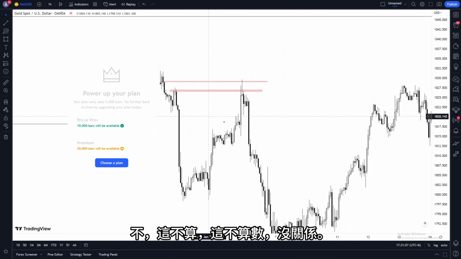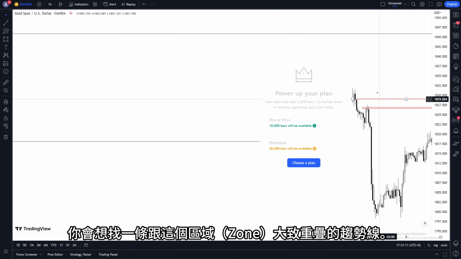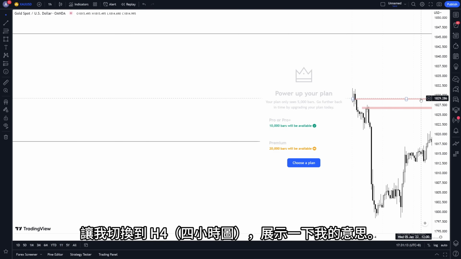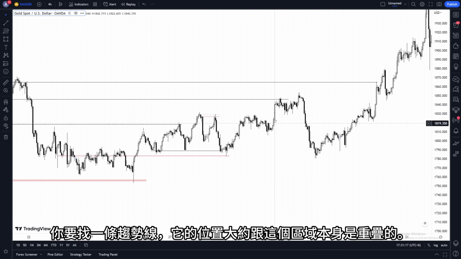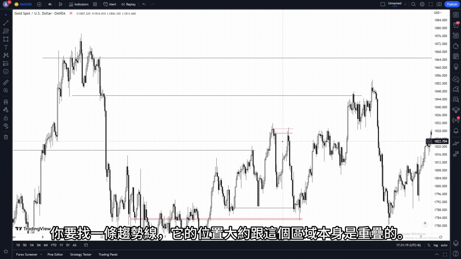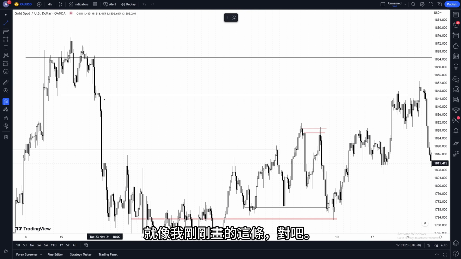No problems. So when you're like this, or when you haven't actually seen the price happening, you want to find a trend line that sort of lines up with the zone. So let me go here, H4. Let me show you what I mean. You want to find a trend line that lines up roughly in a similar location with the zone itself. So like this one, right, that I just picked off.